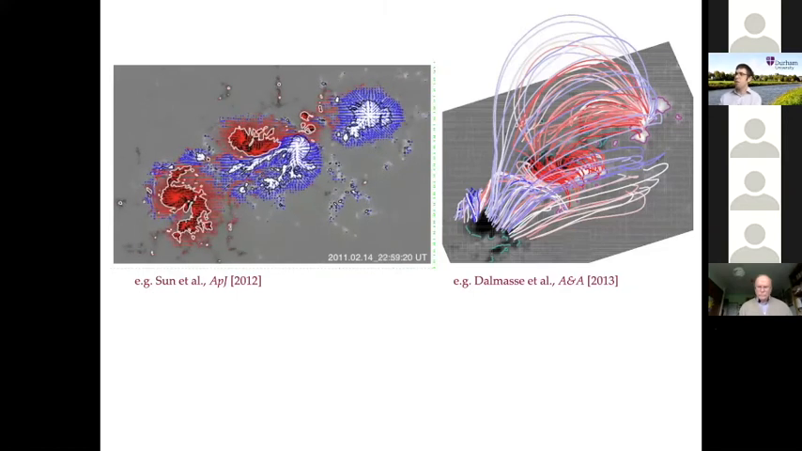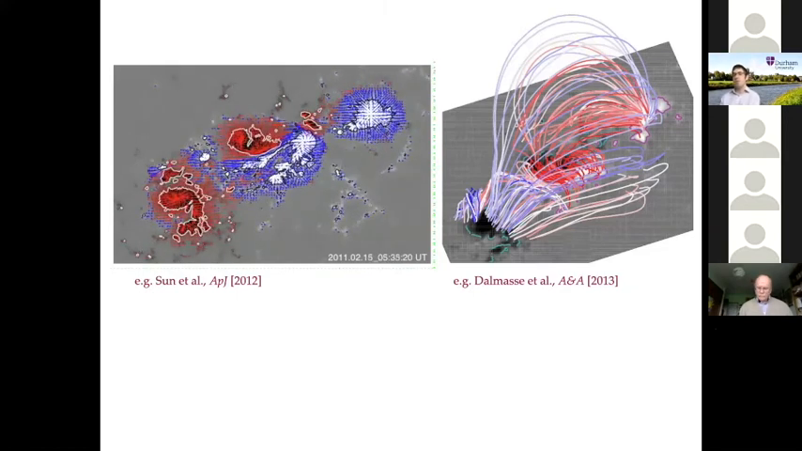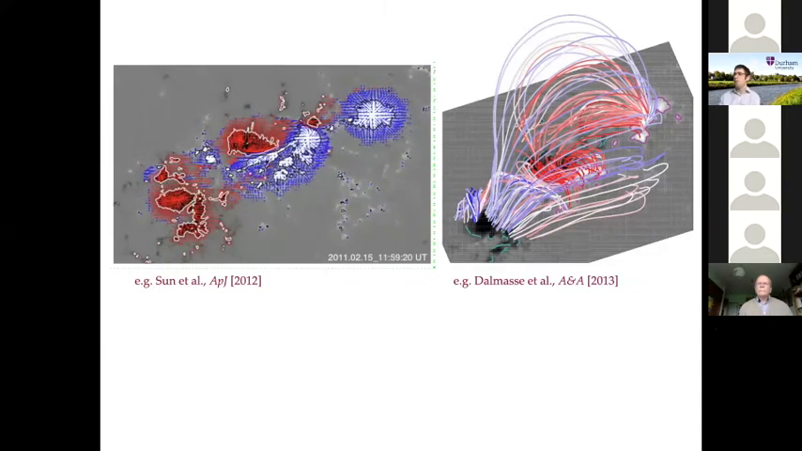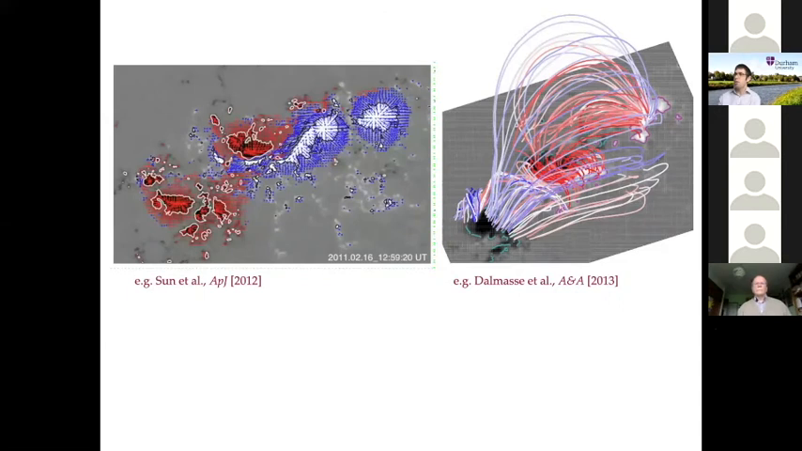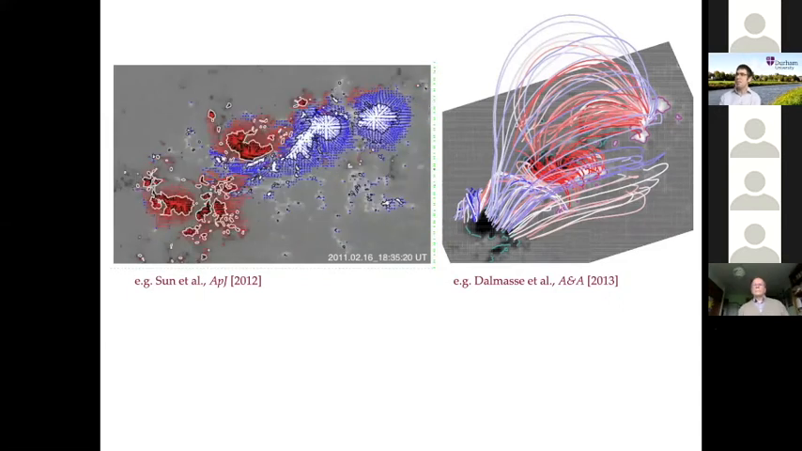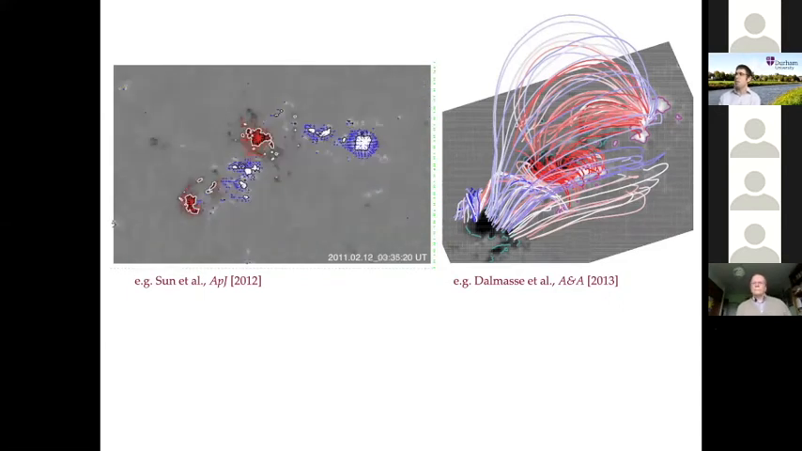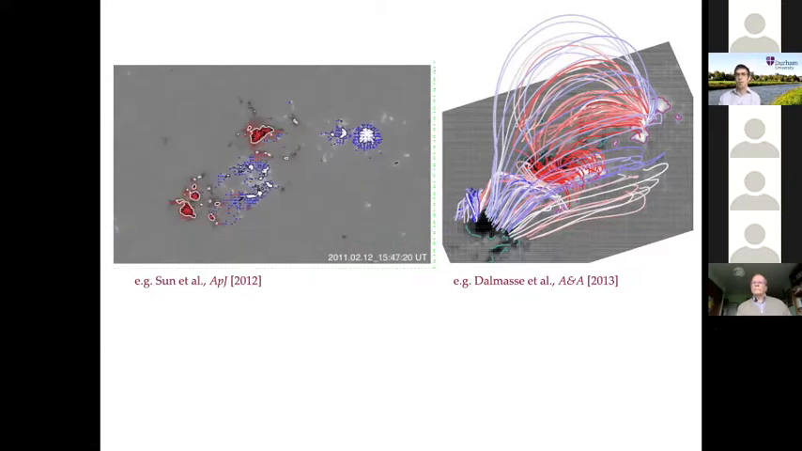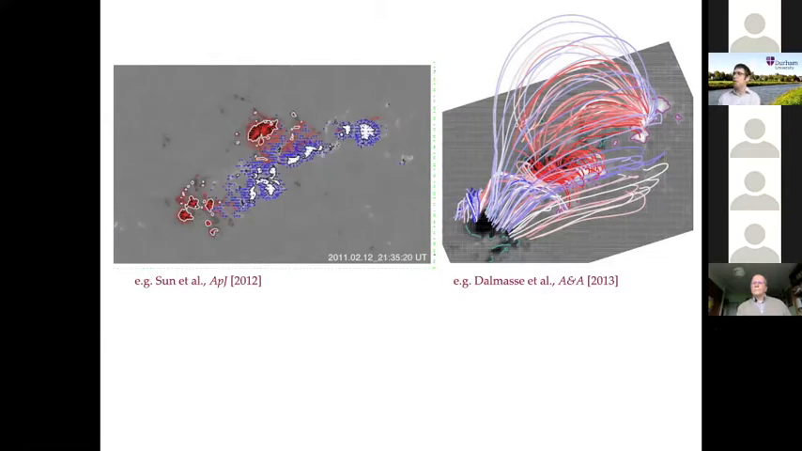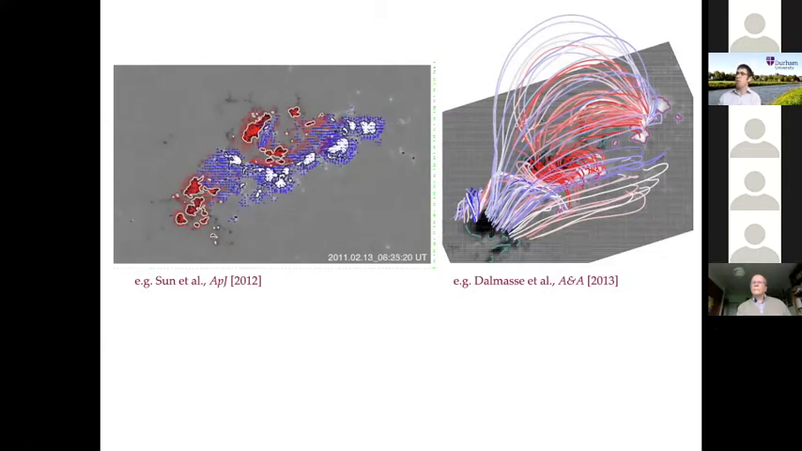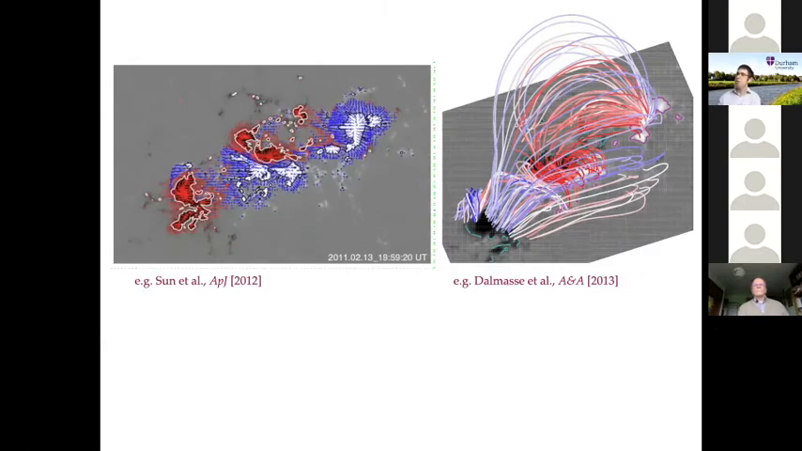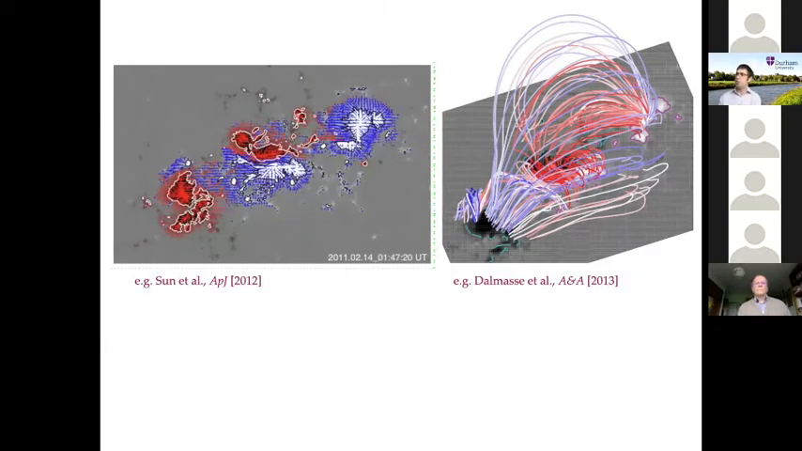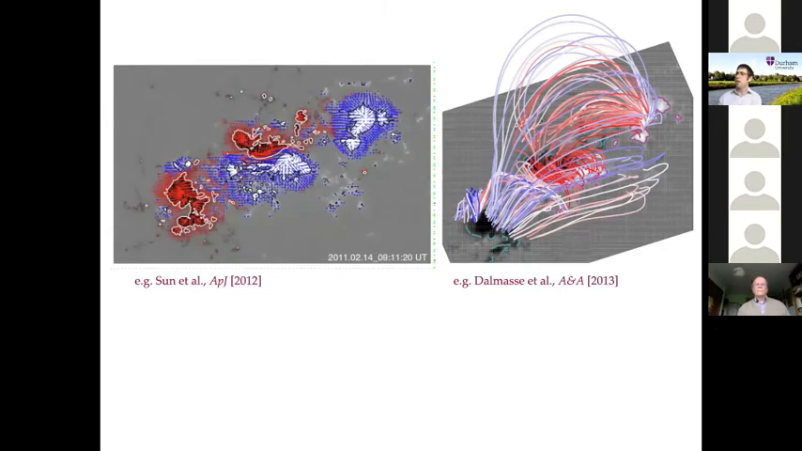The right-hand picture is actually a different way of estimating the helicity injection, from Kevin Dalmas. Here it's what we call a nonlinear force-free extrapolation, so it's just a static model. You take a vector magnetogram, and you basically try and find a magnetic equilibrium that matches that magnetogram. And then you can ask, well, what is the relative helicity of that magnetic equilibrium? And he's colored the individual field lines, or the individual flux tubes, according to their relative helicity.